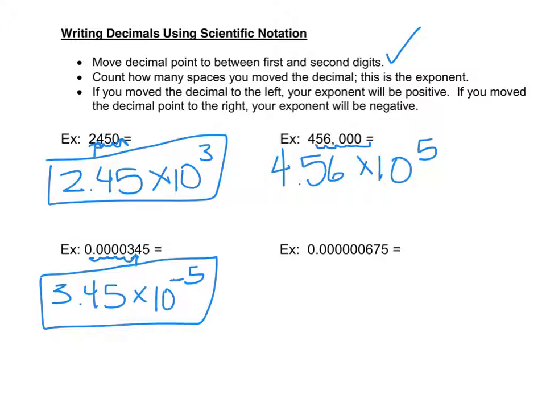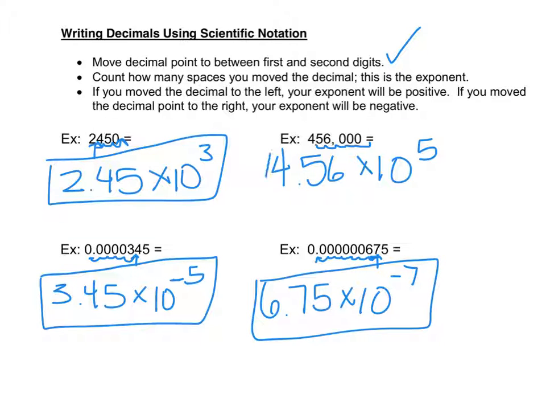Last example, I need to put the decimal point between the first two non-zero digits, so that's going to be between the 6 and the 7. Times 10, always times 10. Now I need to move it from after the 6 back to its original spot. So 1, 2, 3, 4, 5, 6, 7 places to the left. Notice, not to the front of the problem, but to where the decimal point started. So it's 7 places to the left, so my exponent is going to have to be negative 7. And that is my answer.